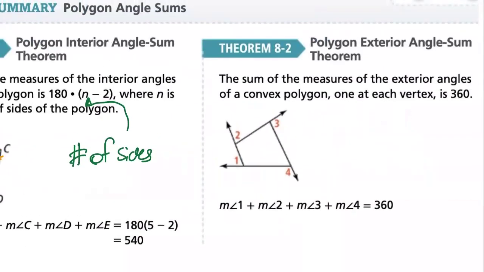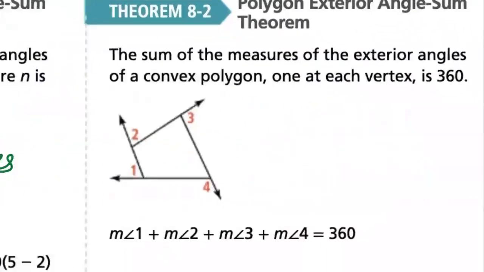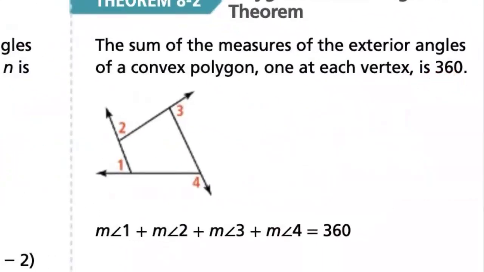The next theorem you have to know is the polygon exterior angle sum theorem. The sum of the measures of the exterior angles of a convex polygon, one at each vertex, is 360. This is very important. It doesn't matter what kind of figure you have, the exterior angles of the polygon all add up to 360. It does not matter what kind of polygon it is, it will always add up to 360. Now, this is for the angles on the outside. So this is a four-sided polygon, and you can get the exterior angle by just extending it, and then you can subtract it from 180, and you'll get these angles, and they all add up to 180.